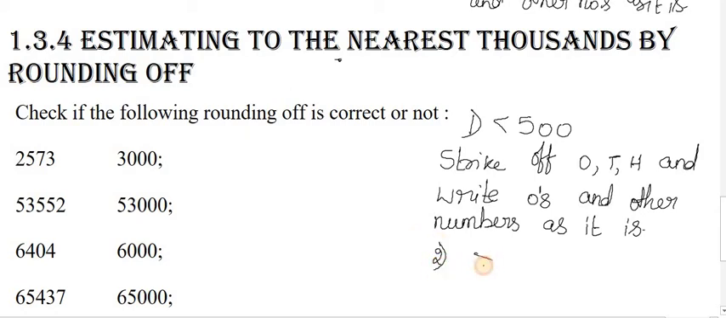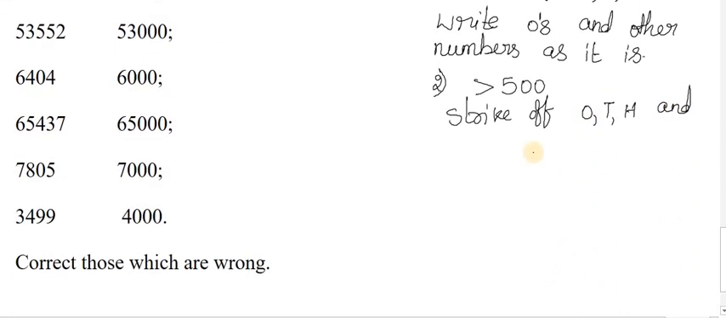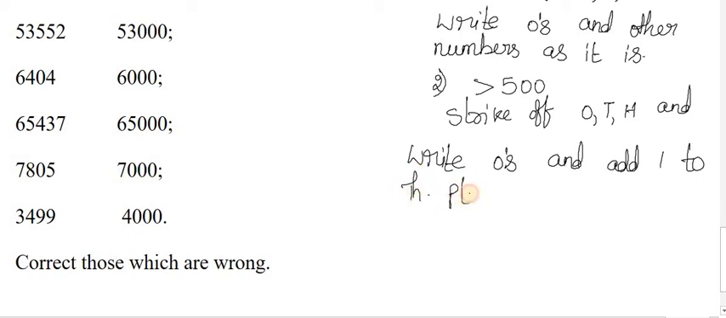Now the second case, if it is greater than 500. The first thing is the same, we should strike off ones, tens, hundreds and write zeros. And if it is greater than 500, add 1 to the thousands place and the other numbers as they are.